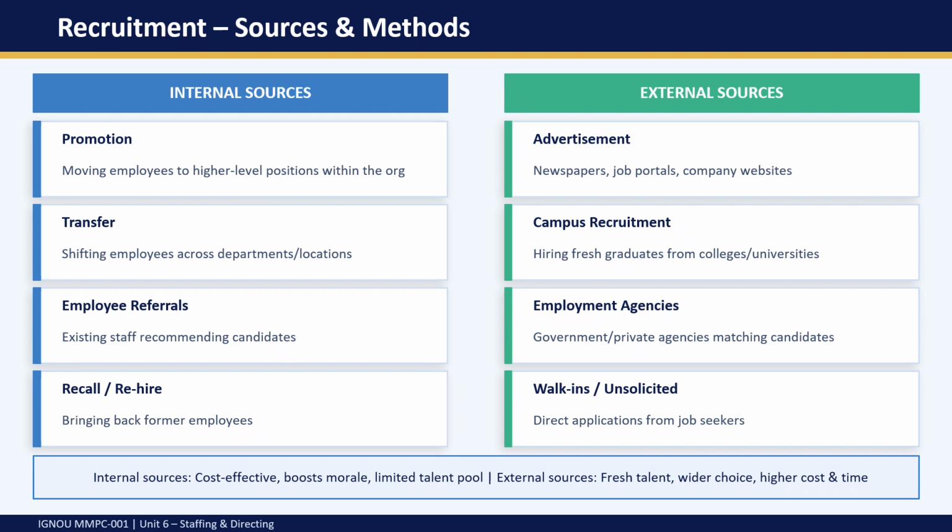External sources, on the other hand, bring in fresh talent from outside. Advertisement through newspapers, job portals, and the company website is the most common method. Campus recruitment involves visiting colleges and universities to hire fresh graduates. Employment agencies, both government and private, help match candidates with organizations. Walk-ins and unsolicited applications are direct approaches by job seekers. The key distinction to remember for your exam is this. Internal sources are cost-effective and boost employee morale but offer a limited talent pool.